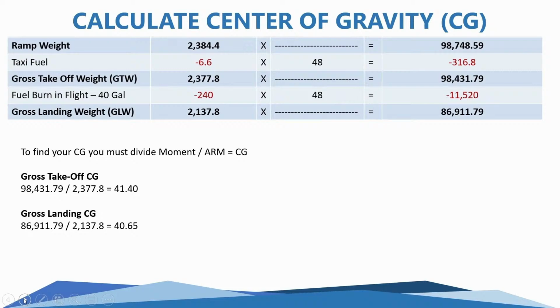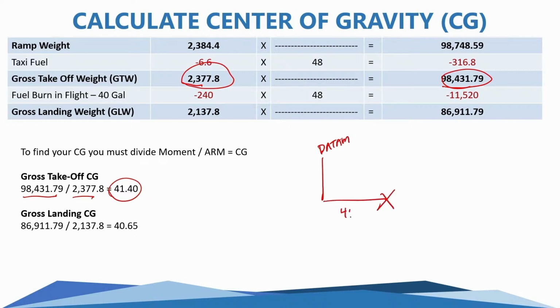From there, what I need to do is some simple division. I don't really care about a CG for a ramp weight. That's not what I would want to do. What I want to do is look at these two values here. And remember, weight times arm equals moment. Moment divided by weight equals your center of gravity. So basically I'm taking the first value of moment, dividing it by the weight. And what I've come up with is 41.4, which is, remember that datum that we talked about before? What we're saying is that that CG point is, in this case, 41.4 inches away from the datum.